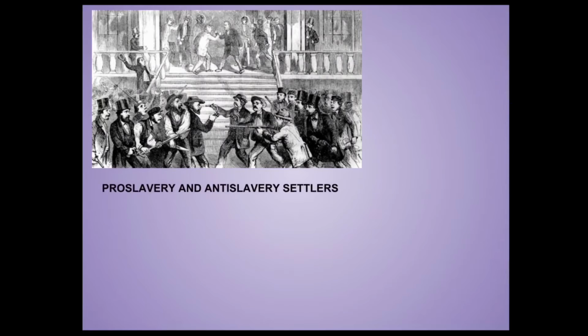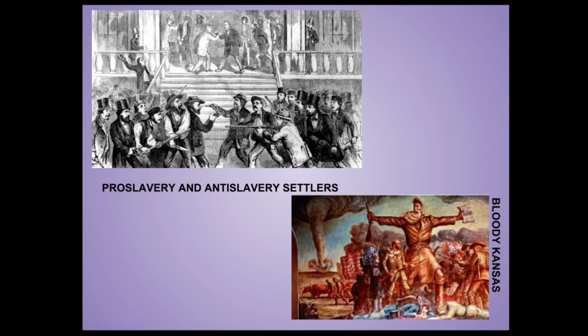Bloody Kansas divided the country because pro-slavery and anti-slavery settlers would treat each other with brutality. For example, pro-slavery settlers attacked the anti-slavery settlers in the sack of Lawrence. Another example was when anti-slavery settlers attacked the pro-slavery settlers in the Pottawatomie Creek Massacre.